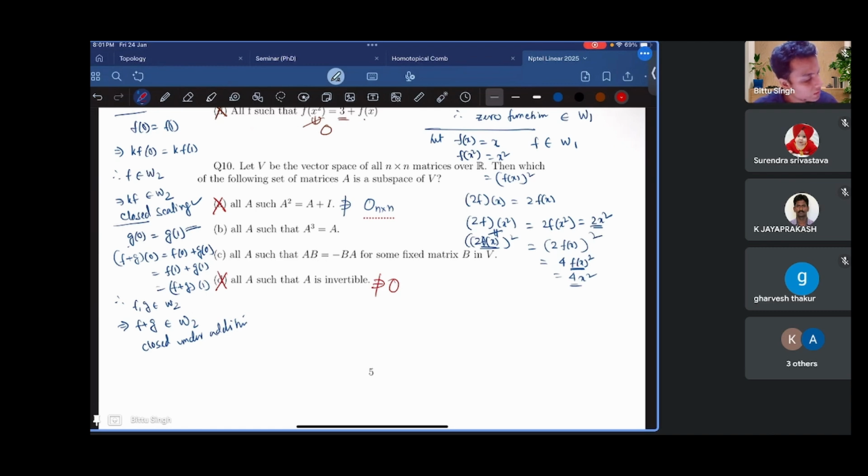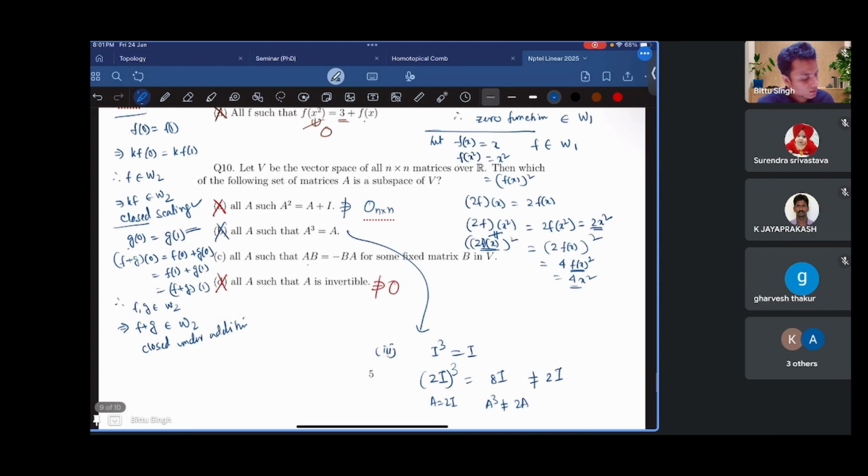The next thing here, you can see that for option 3, I cube equals I. But if you take the scalar multiplication, (2I) whole cube is the same as 2 cube into I, which is 8I, and this is not the same as 2I. So we have put A equal to 2I, then we are getting A cube not equal to 2A. So this is also not closed under scalar multiplication.